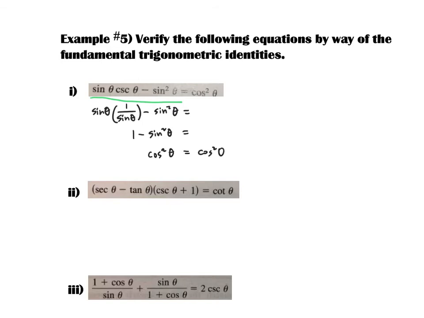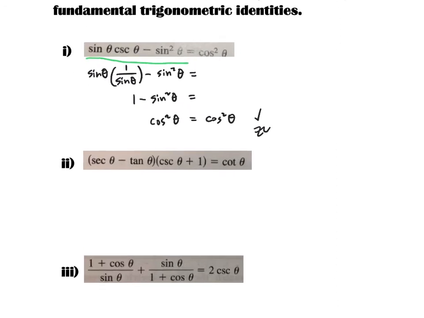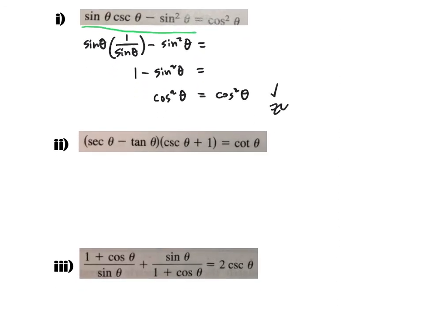Therefore, we are complete. You could put a check mark, you could put a little initial, whatever you decide to do there. We have verified that the left side is equal to the right side by taking it along a sequence of identities and algebraic manipulation to show that it's true.